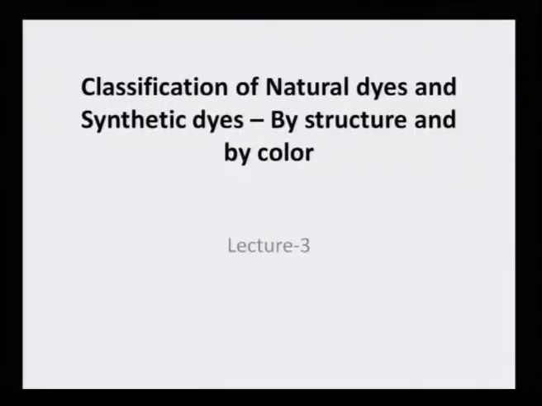Yesterday we looked at the history of dyestuffs and we also looked at the functioning of light and its relation with color. In today's lecture, which deals with classification of natural dyes and synthetic dyes based on their structure and by color, how they are classified, we will try to look at this aspect of dyes, because it is important to know that the dyes have a systematic classification, whether it is natural dye or synthetic dye.